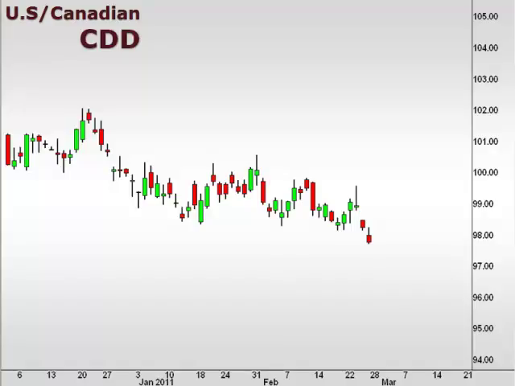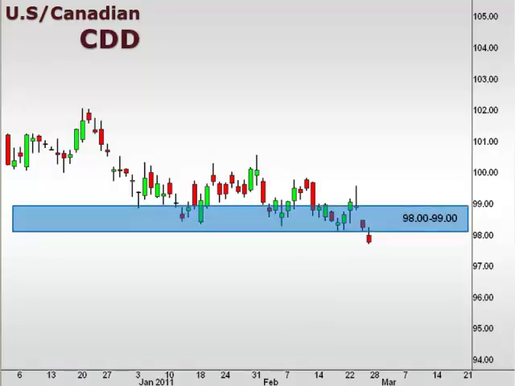Next up, the CDD, the U.S. versus the Canadian dollar. Well, the CDD broke below a key support level at 98 there, and unless we see an immediate reversal back into the 98-99 focal zone, we will continue to be looking for a continuation towards the downside, bringing this 96-97 box into play.